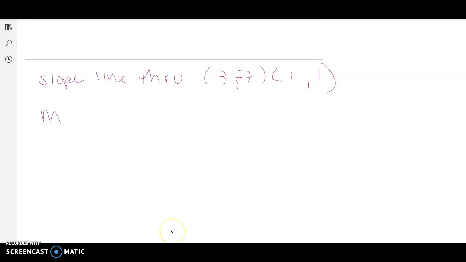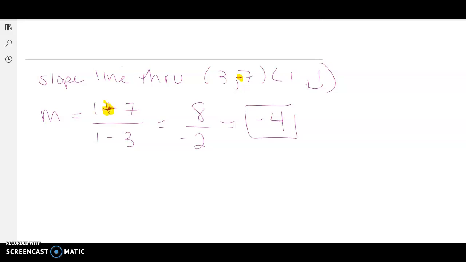All right, so m equals y2, 1, minus y1, which is negative 7, so it's plus because it's minus and negative. So that comes from, since this is negative, this is a plus sign here. 1 minus 3. So 8 over negative 2. The slope of this line would be negative 4. All right, so that was example 2.